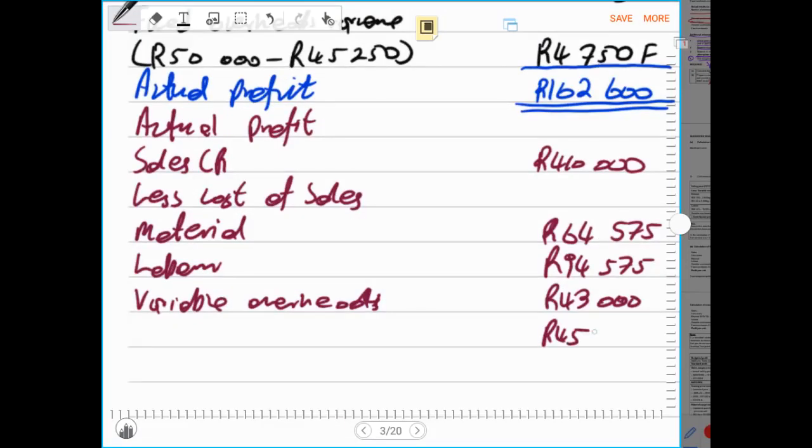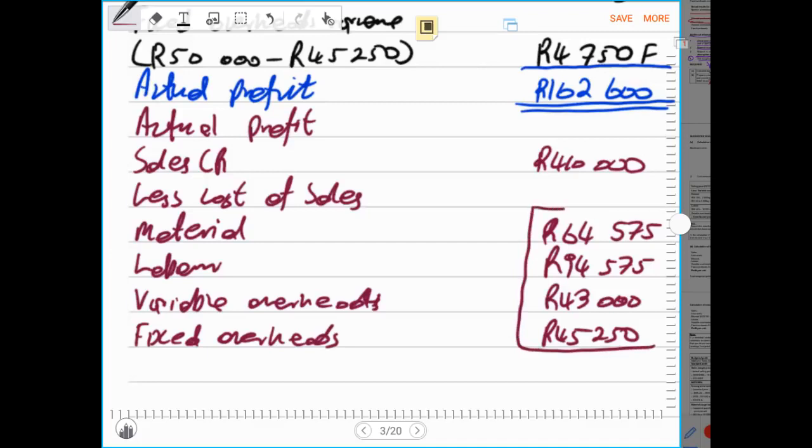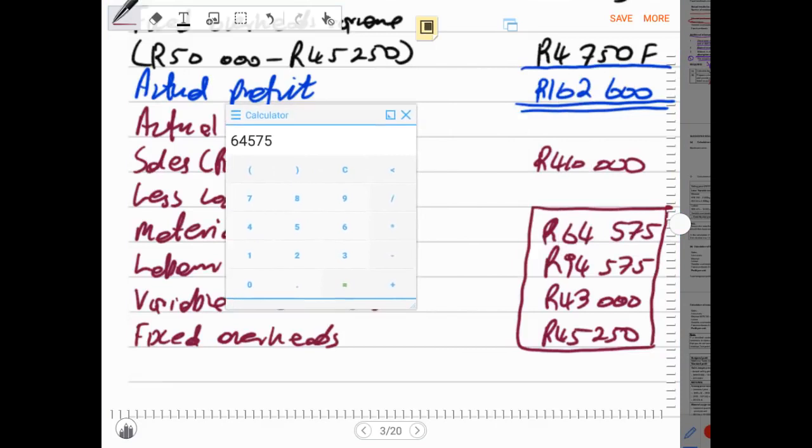It was 45,250, which is the fixed overheads. Then now we have to calculate the total actual cost of sales. The total actual cost of sales.